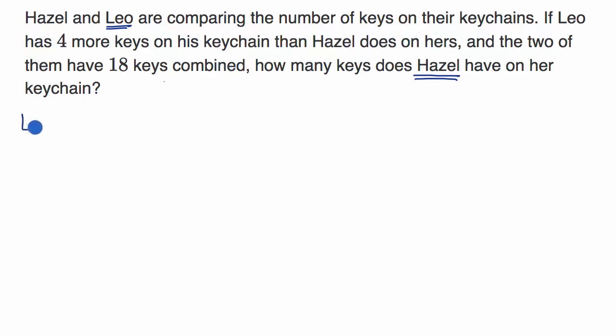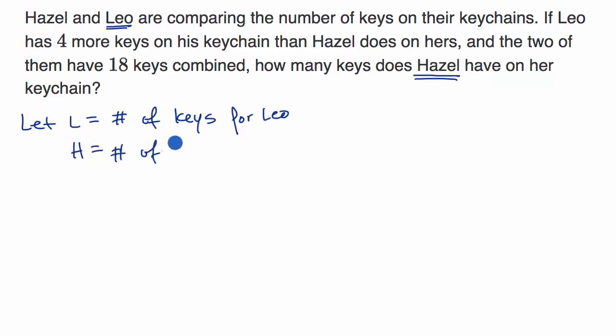If we let L be equal to the number of keys Leo has, and H equal to the number of keys for Hazel. And obviously, if you were doing this on a test like the SAT, you wouldn't have to write all of this out. You would be trying to get to the solution, but I'm trying to explain it for you, so I will do that. And so let's see how we can set up these 2 constraints that they gave us as equations.